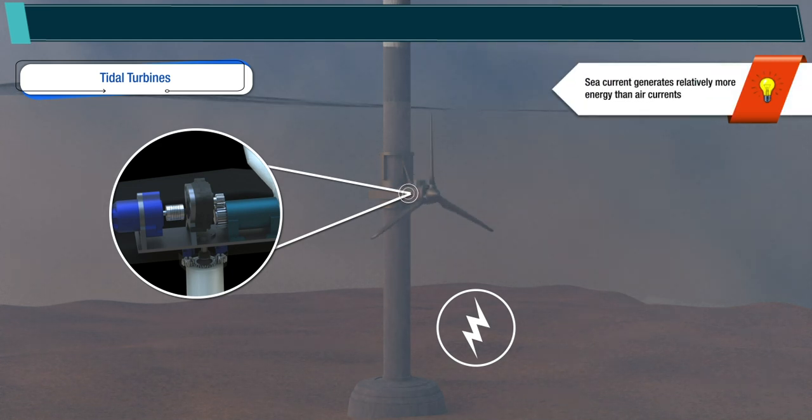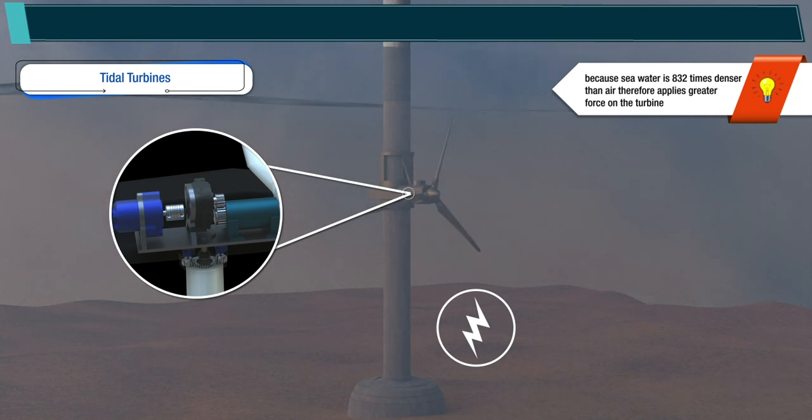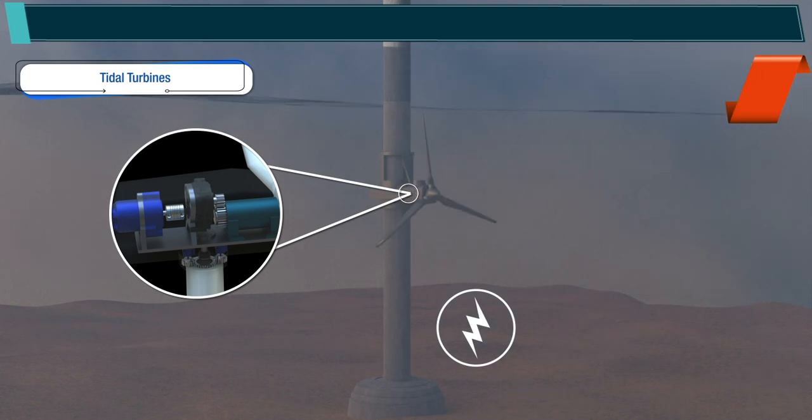Note: sea current generates relatively more energy than air currents, because sea water is 832 times denser than air, and therefore applies greater force on the turbine.